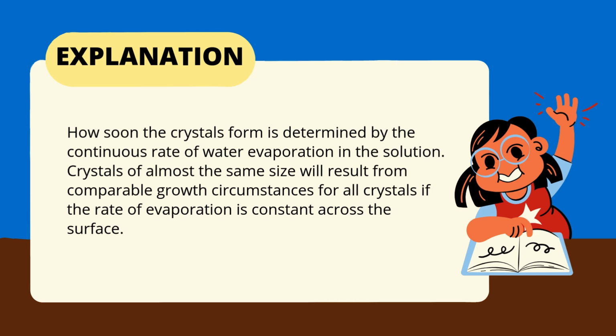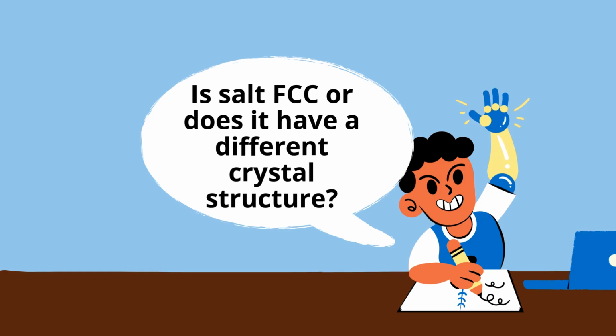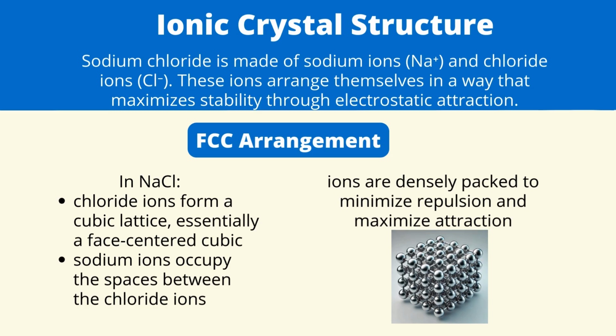How does a solution of salt form cubic-shaped crystals, and why is the surface of the crystal white and smooth? The explanation: how soon the crystals form is determined by the continuous rate of water evaporation in the solution. Crystals of almost the same size will result from comparable growth circumstances for all crystals if the rate of evaporation is constant across the surface.